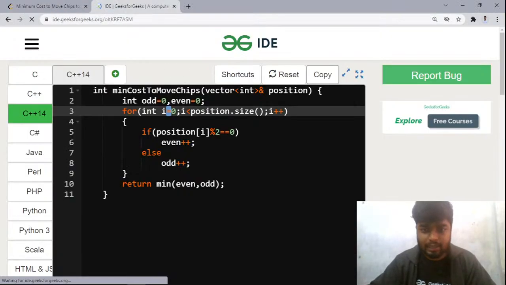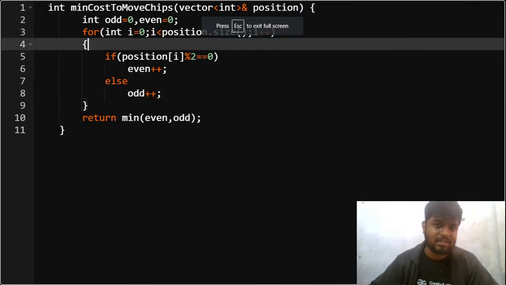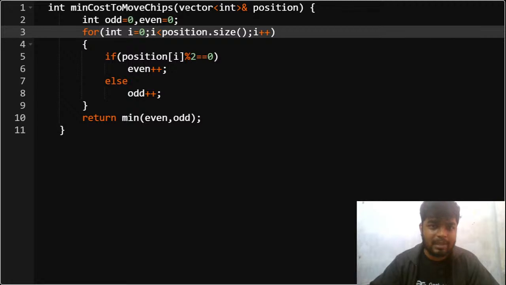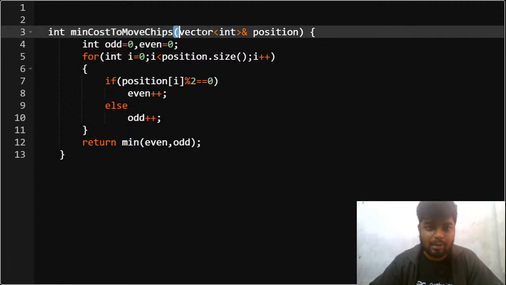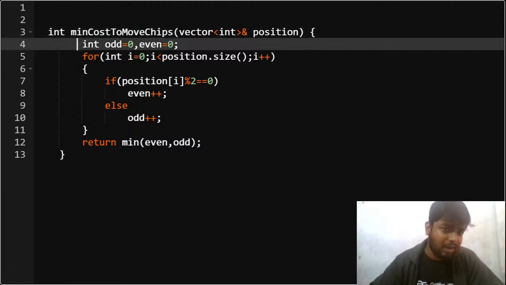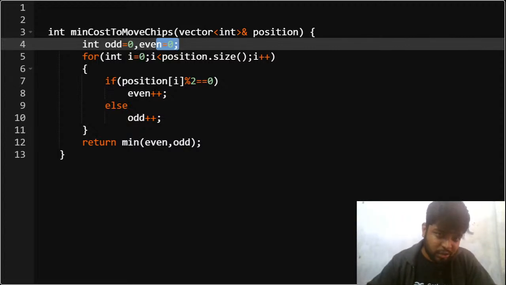What does the code look like? It is very simple, believe me when I say this. I'll be given this cost function and the position. I can have a counter of odd and a counter of even. Notice that I don't have to check i mod 2, because i is for the chip. I need to check for the positions.